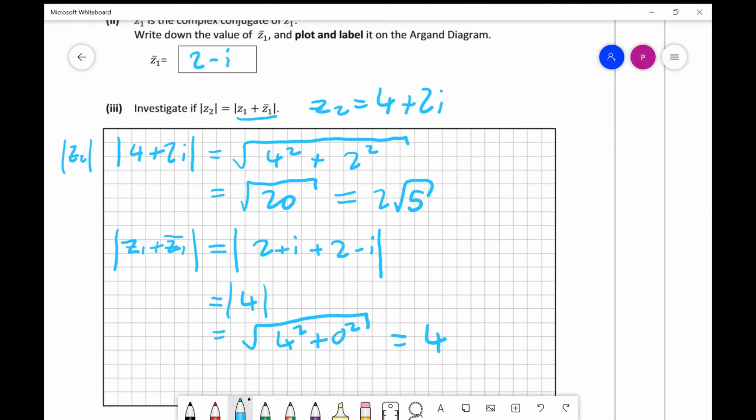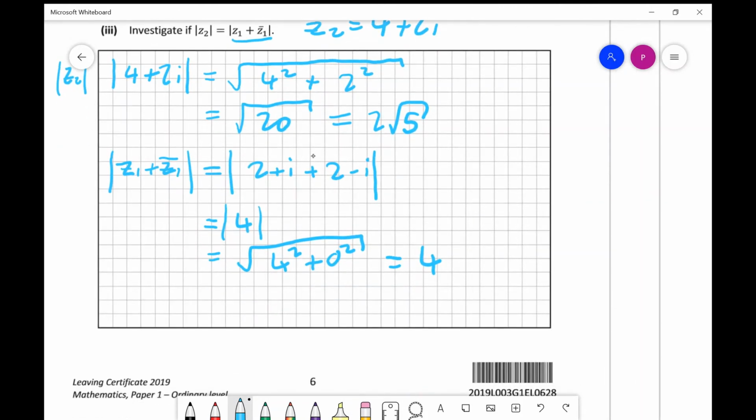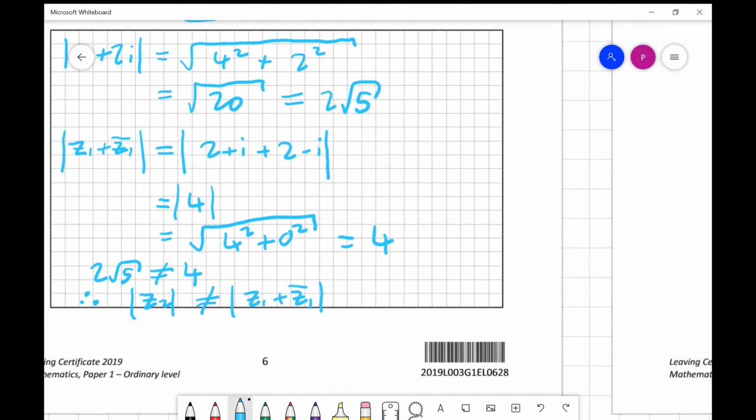So we were asked to investigate if these things were equal. For the first one, the modulus of Z2, we got 2 root 5. For the modulus of Z1 plus Z1 conjugate, we got 4. So they're clearly not equal. So 2 root 5 is not equal to 4. So therefore, the modulus of Z2 is not equal to the modulus of Z1 plus Z1 conjugate. And that's it done. Going on to part 4.